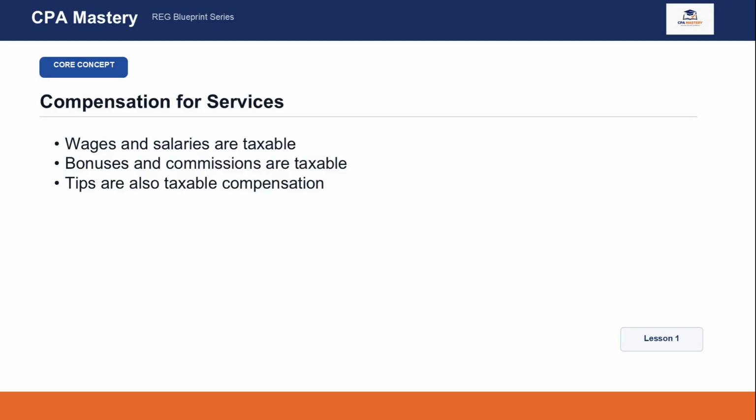A common exam mistake is to mentally separate bonuses or tips from wages. Don't do that. They are all forms of compensation for services. So if a taxpayer earns an $80,000 salary, receives a $10,000 bonus, and reports tip income, those amounts all get combined when determining gross income.